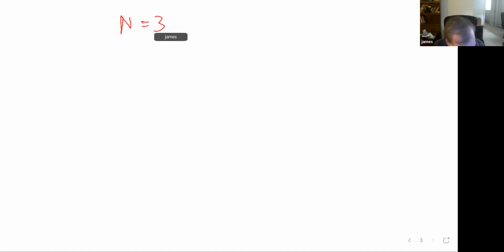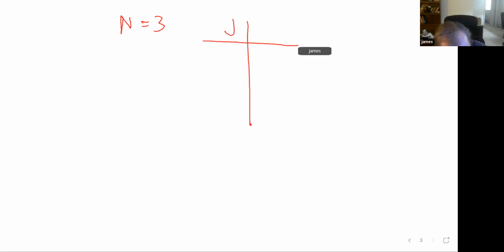And let's try to figure out what the tensors are for j equals 0, 1, 2, 3. Let's try to figure out how many of them there are. So how many of them are there? Let's try to figure that out.